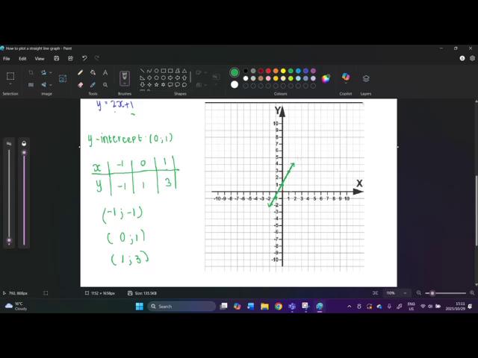Okay, so let's label this. Remember to always label your graphs correctly. Make sure your x and y axes are always labeled, that your points are always labeled correctly, like -1, -1, and that you always write the equation. Okay, so that's how we plot this graph. So you understand?